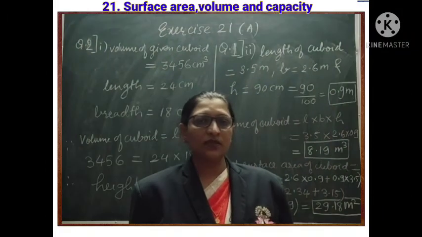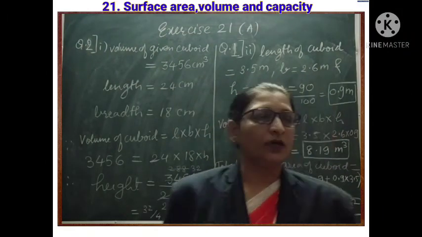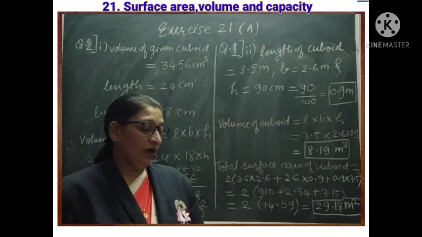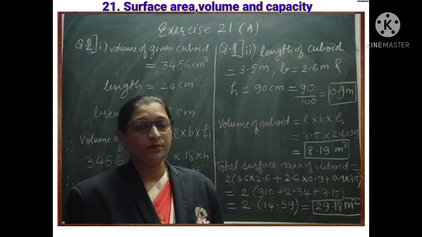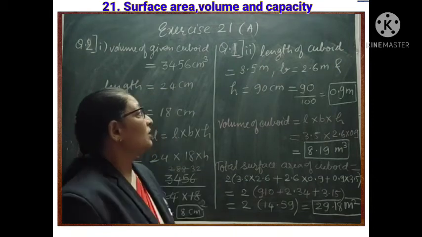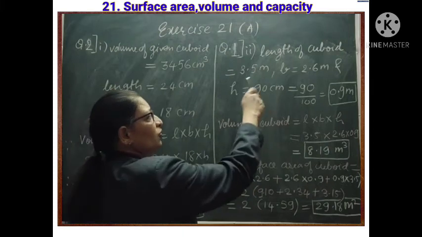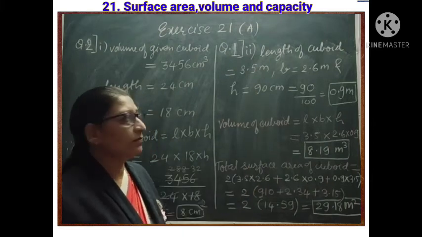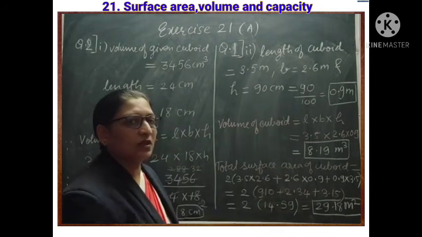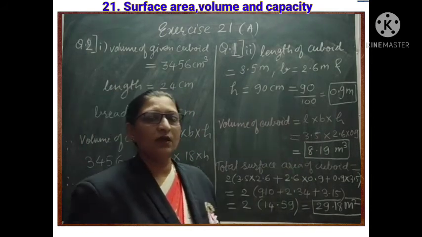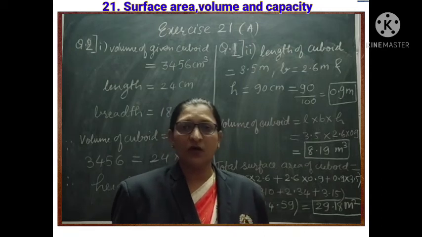Let us solve exercise 21A. Here we are taking question number 1. We have to find out volume and total surface area of a cuboid. Let us take the second example from question 1. The length of the cuboid is 3.5 meter, breadth is 2.6 meter and height is 90 centimeter. We have to find out volume of the cuboid as well as total surface area of the cuboid.